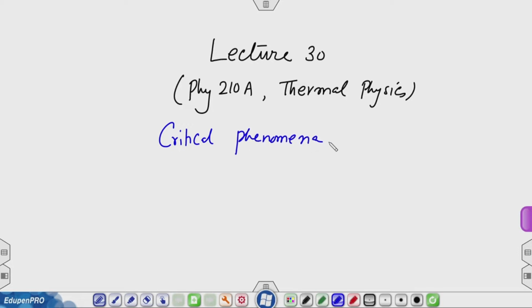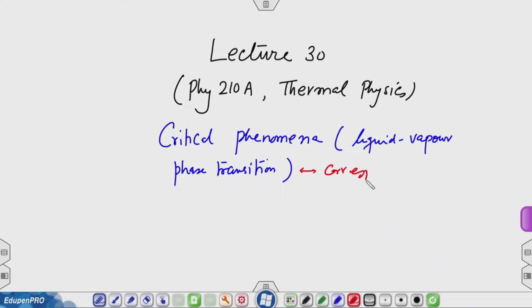focusing particularly on the liquid vapor phase transition, and also give you an idea of how this corresponds to the magnetic phase transition.